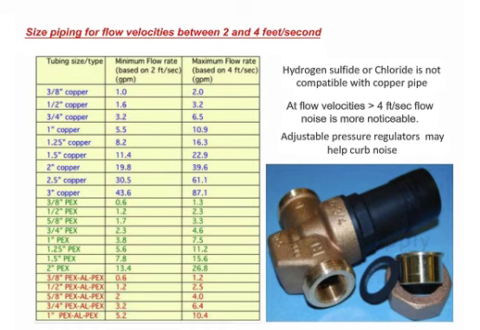So you want to stay south of 4 feet per second velocity. So you can see the flow rates here on the various kinds of pipe. 3/4 inch copper, you can get 3.2 gallons per minute at 2 feet per second. You can almost double it when you double that flow rate. Again, you may be introducing noise.